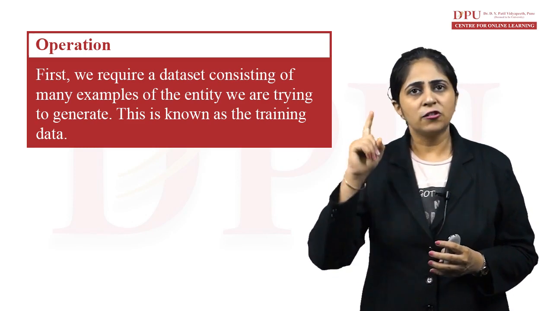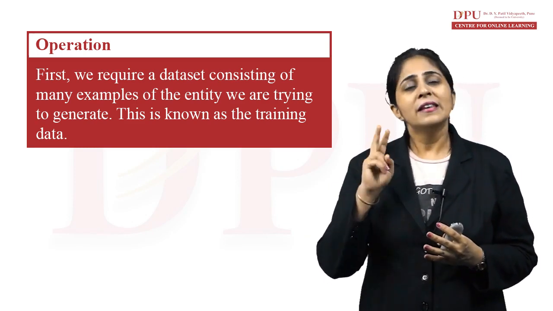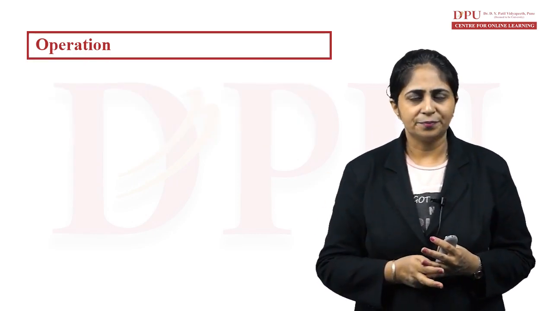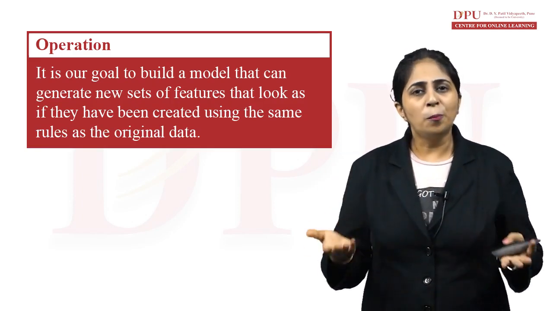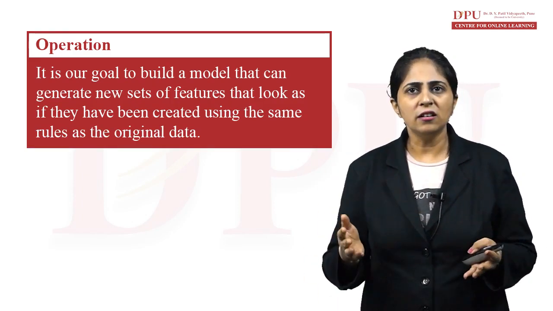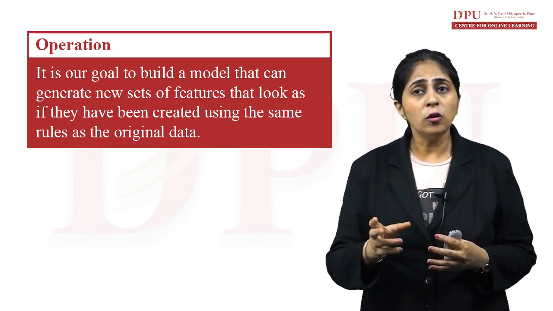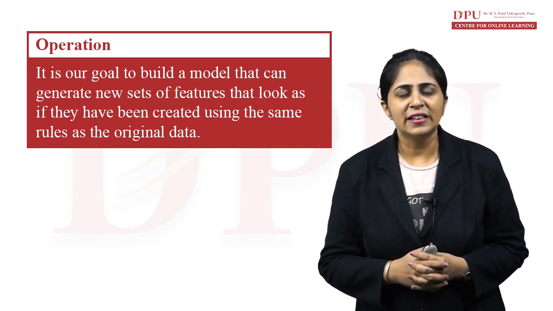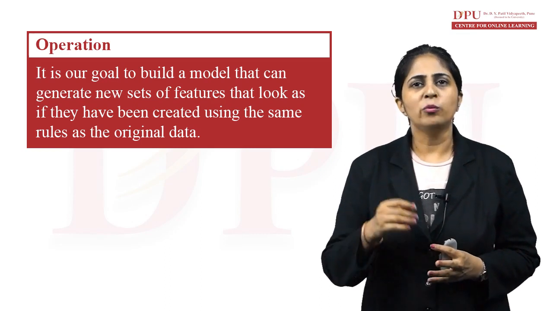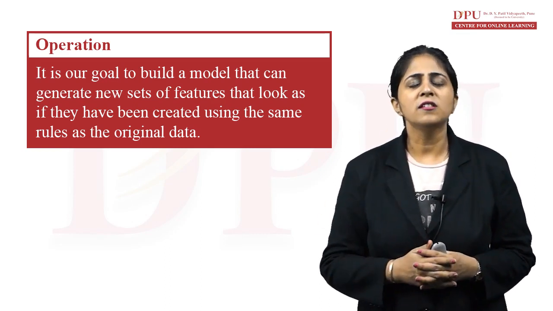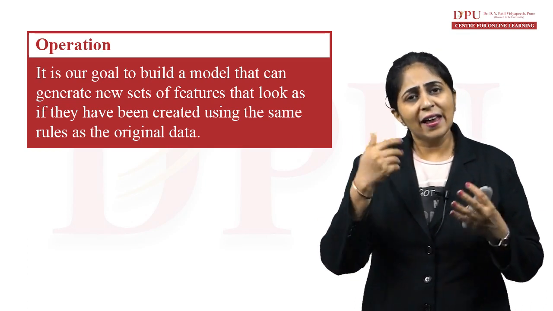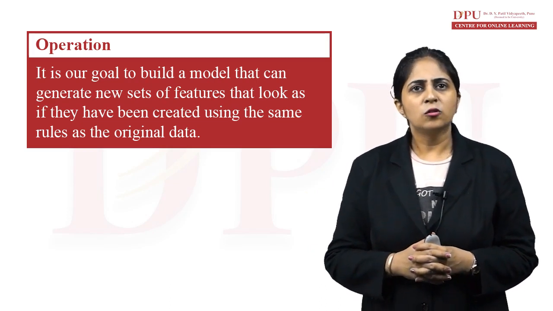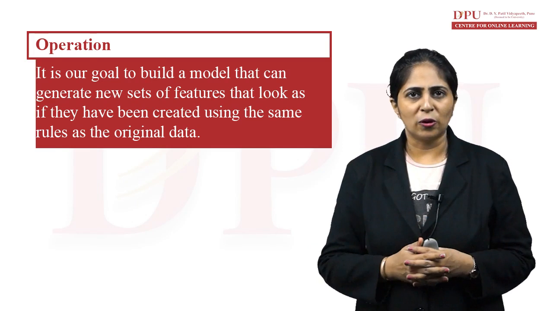So first of all, what do we want? We want the data set. Second, we want our observations, which should consist of many features. It is our goal to build a model which can generate a new set of features that look as if they have been created using the same rules as the original data. If we have some original data, we generate a new set of features which should look similar to our original data. That is our goal in this model.